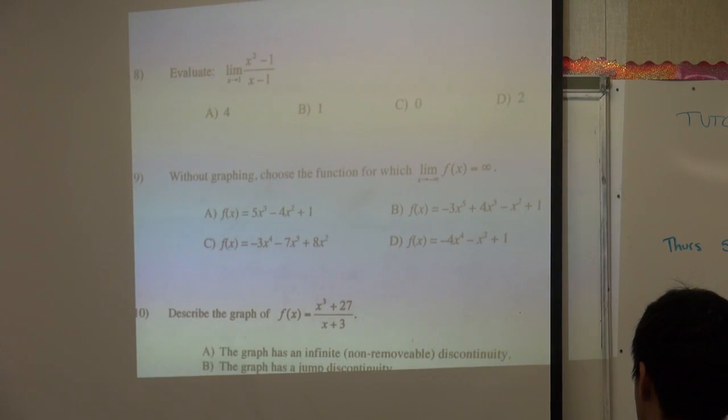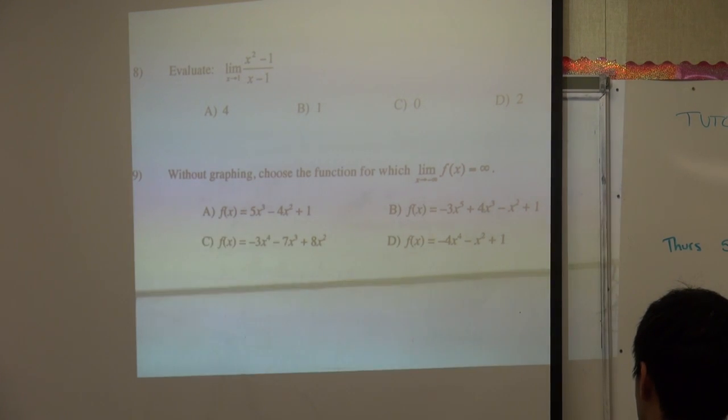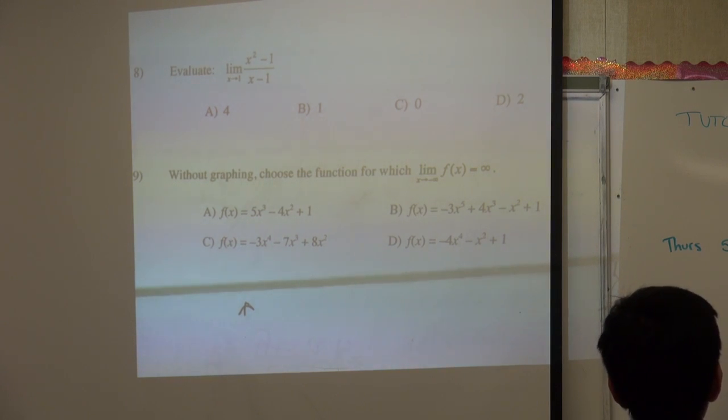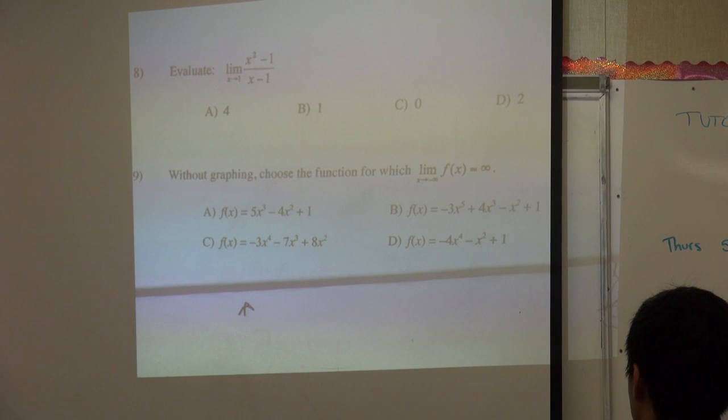Number 9, without graphing, choose the function for when x approaches negative infinity, you get positive infinity. They're saying which one of these graphs has the left side of the graph going up. That's either an even function with a positive leading coefficient, or it's an odd function with a negative leading coefficient.